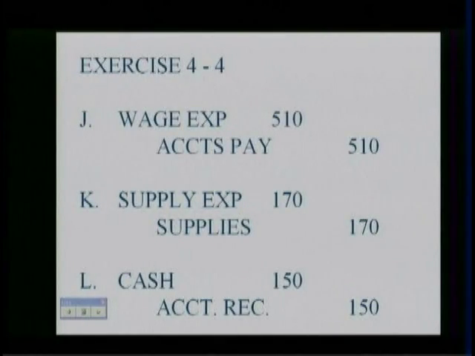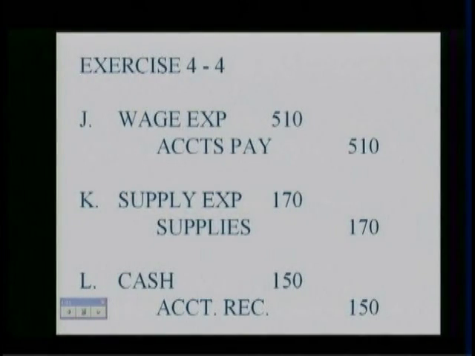In letter J, we had employee expenses of $510, but we're not going to pay those this time. We're going to pay them next month. They're still expenses because they help produce that revenue that we recorded in the previous entry. So if our expenses go up, we're going to debit the expenses to increase them, but we're not going to pay them, so we don't reduce cash. Instead, we increase the amount we owe. Well, if you increase a liability, you do it with a credit. So our entry there is to debit wages expense $510 and credit accounts payable $510. We've increased our expenses with a debit. We've increased our payables or liabilities with a credit.